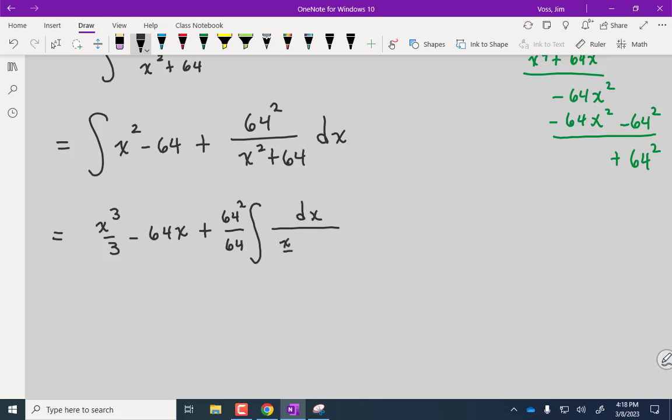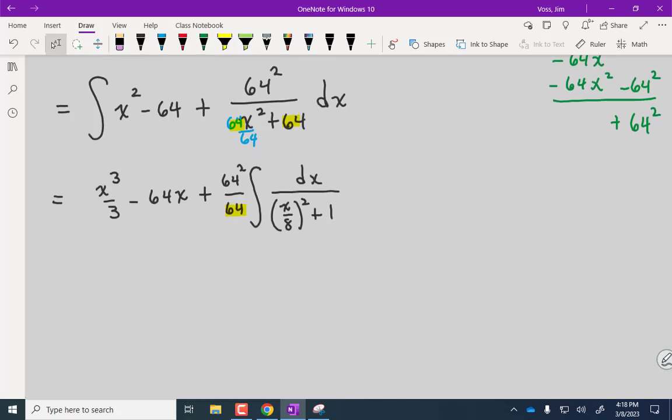So then this is going to be x divided by 8 squared plus 1. So there's no 64 here, so we can think of introducing a 64, top and bottom. And this 64 and that 64 factor out to be that. And then x squared over 64 is x over 8 squared. And now it's in which form? Arctan. And so now we are good to go. It is in a form that we know how to take the antiderivative of. So we have x cubed over 3 minus 64x. One of those 64's cancels.